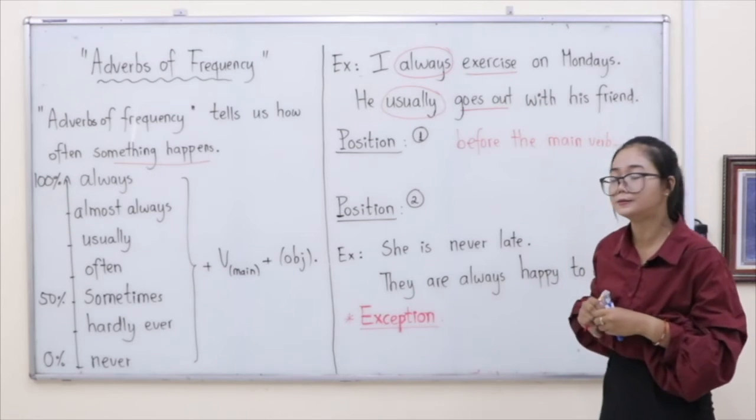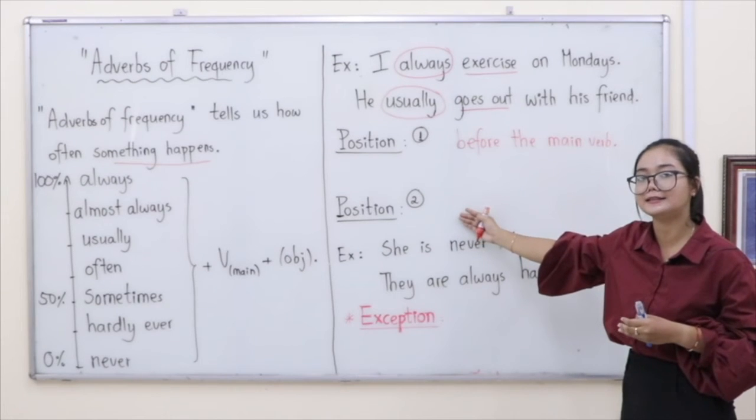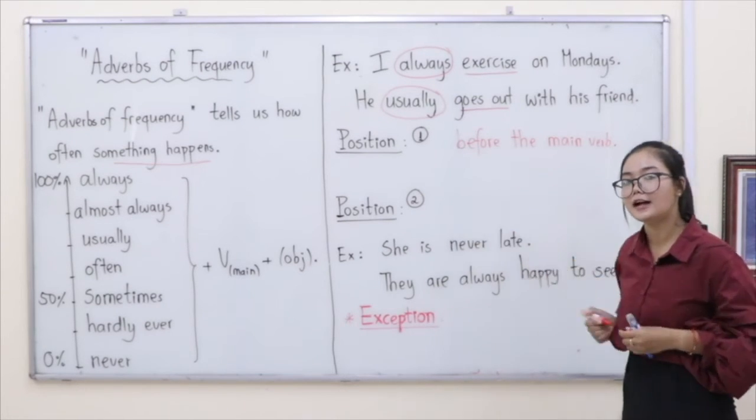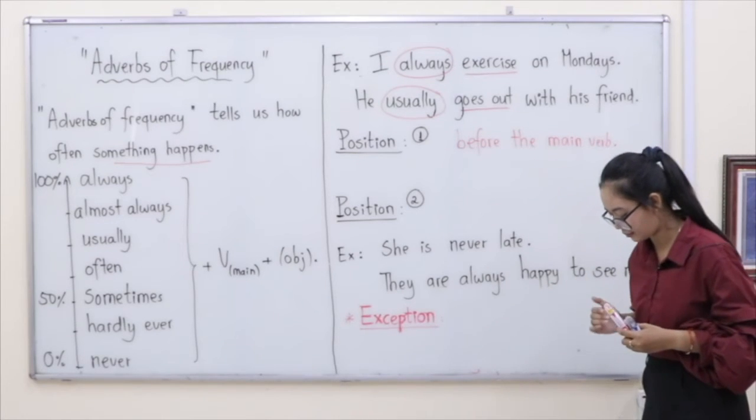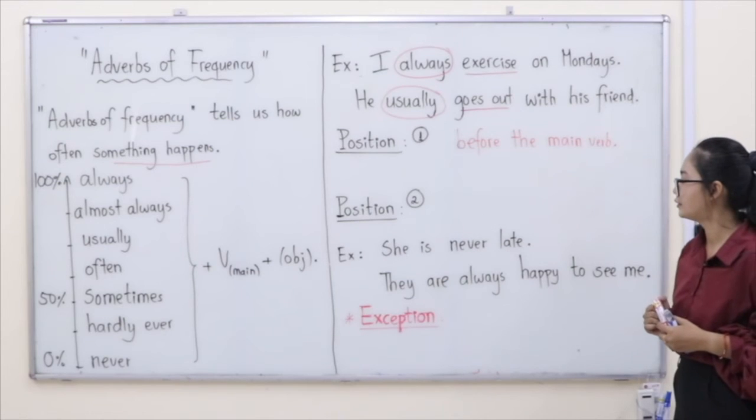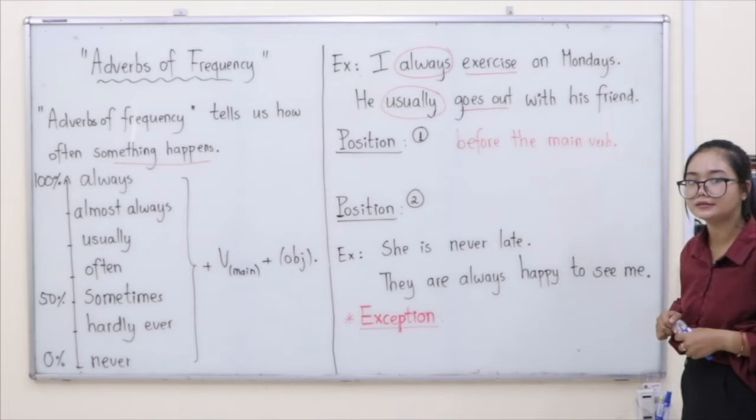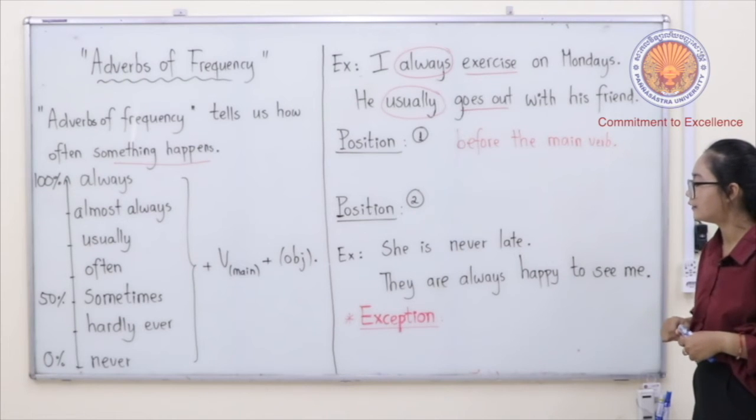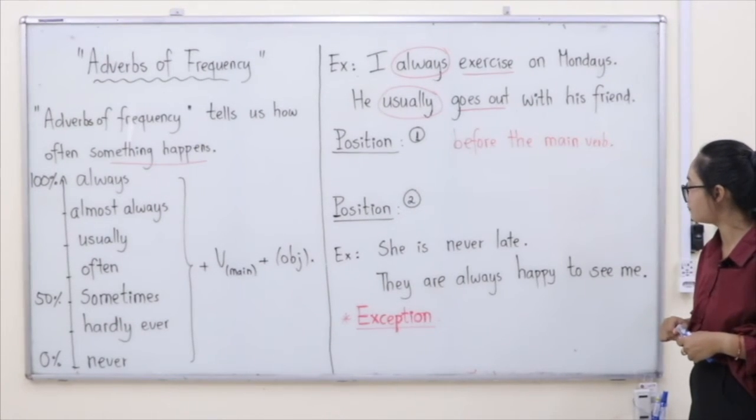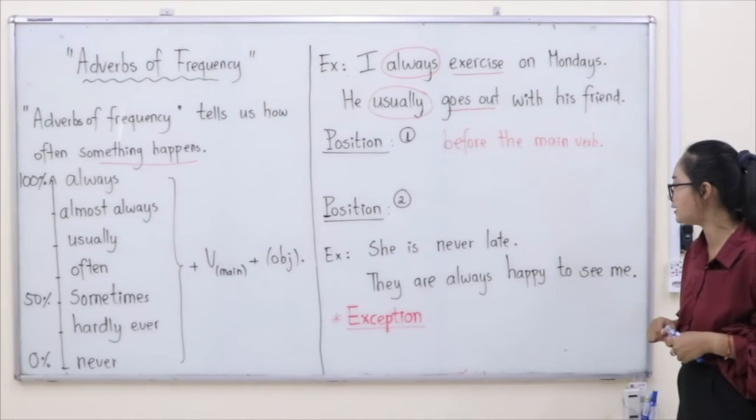What about number 2? So position number 2, where is the adverb of frequency in the sentence? First, I want you to look at the example. Here is the example. She is never late. Sentence number 2. They are always happy to see me.